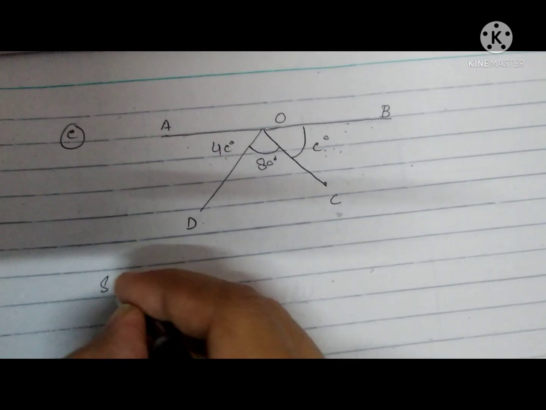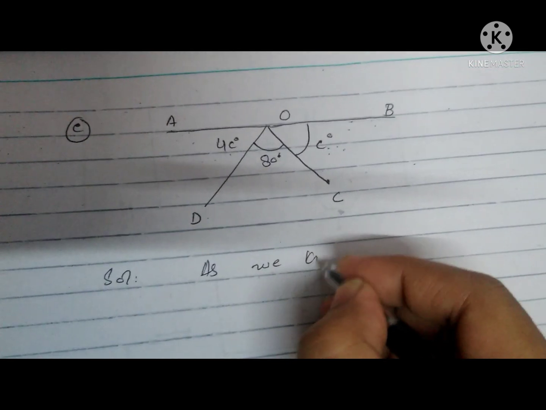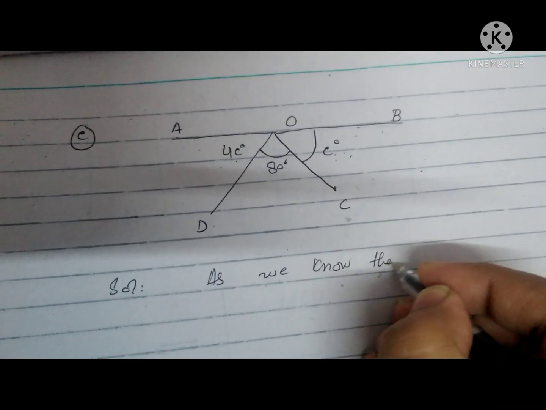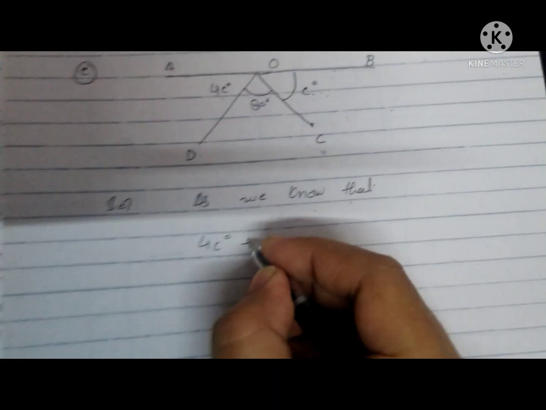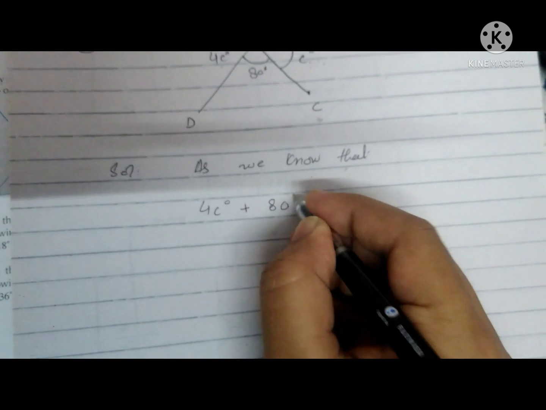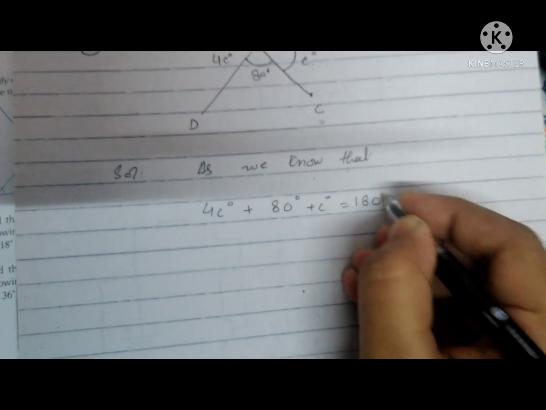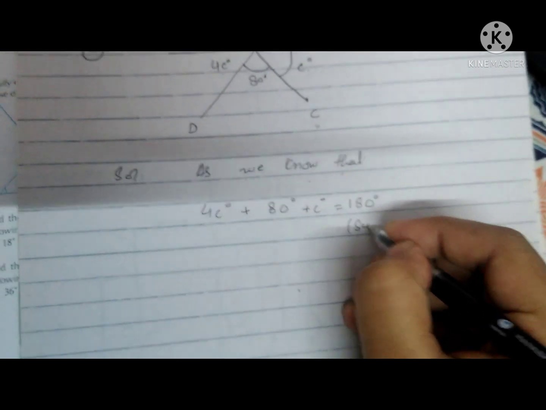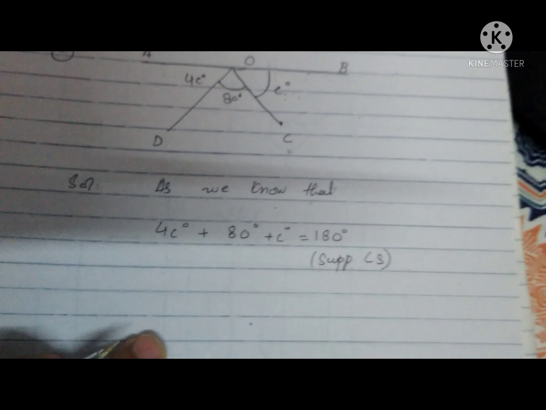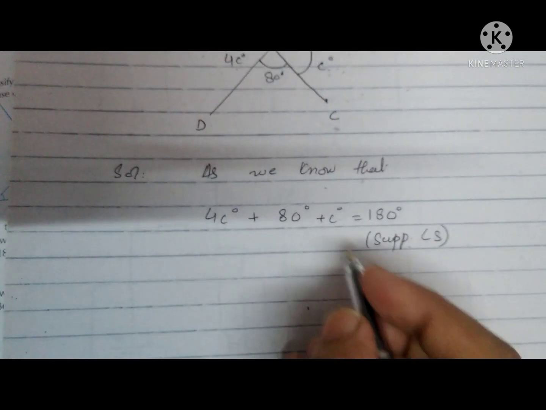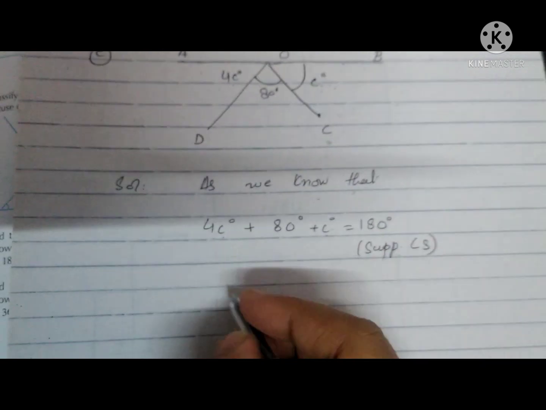So how to make an equation for this? As we know, 4C degree plus 80 degree plus C is equal to 180 degree. And what are we using? We are using the property of supplementary angles. So 4C degree and C are like terms.